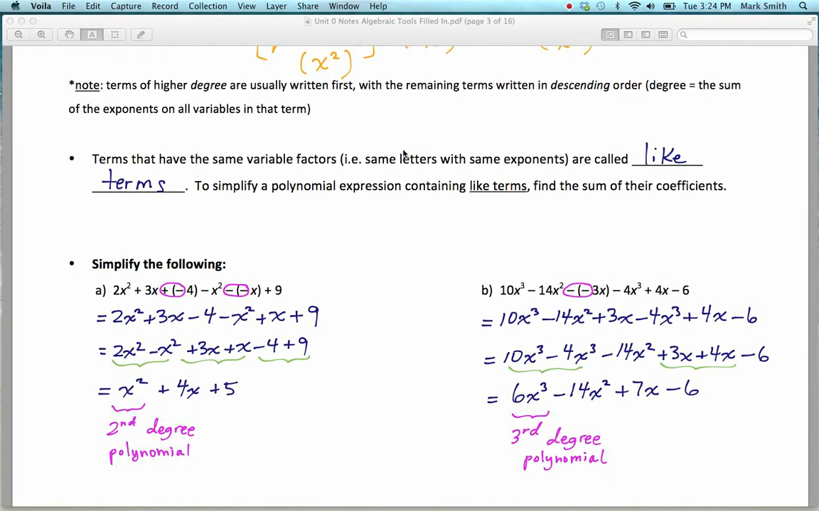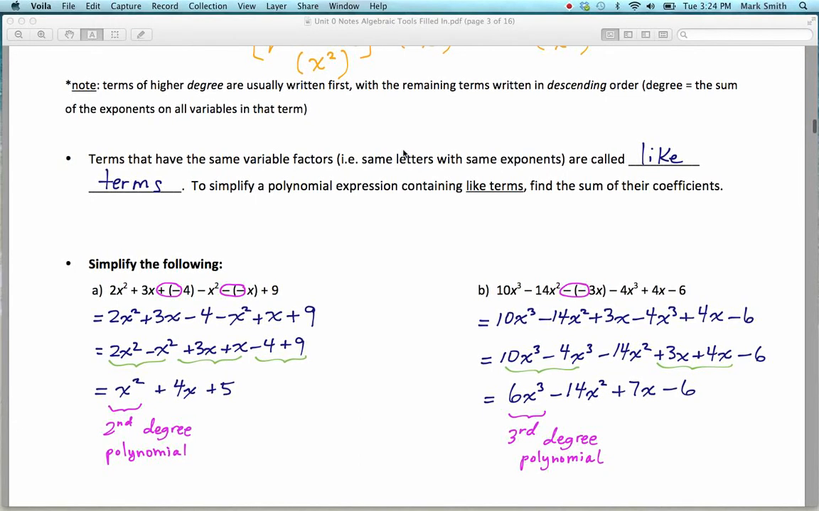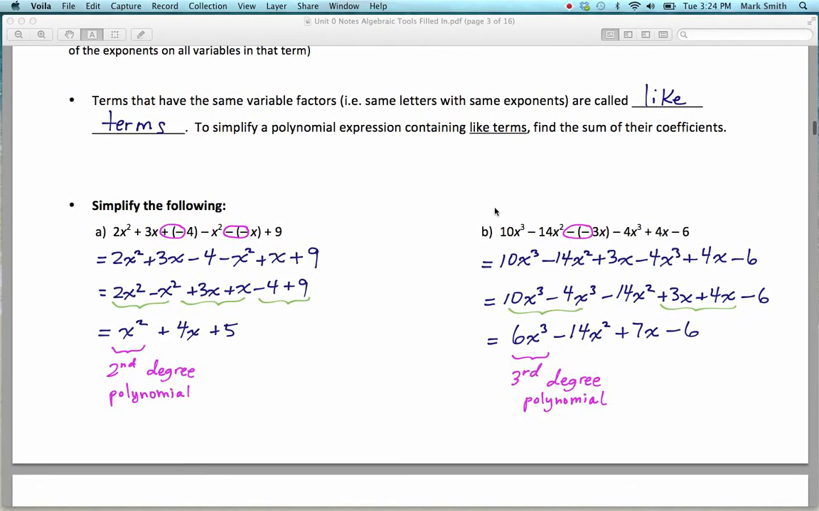The ones that have the same variable factors, so same letters raised to the same exponents, are called like terms. And to simplify an expression containing like terms, we just find the sum of their coefficients. So if I've got 5x squareds and you've got 3x squareds, then together we've got 8x squareds. It doesn't change the item we're counting, the x squareds. It just means that in this case we have more of them. So instead of having 5 or 3, now we have 8 together. You may be subtracting them, in which case combining the coefficients will yield a smaller value instead of a larger value. But we'll see. We'll do each example in turn.